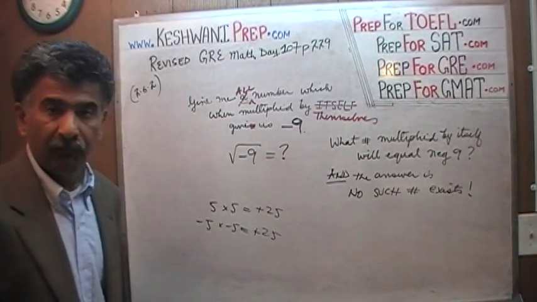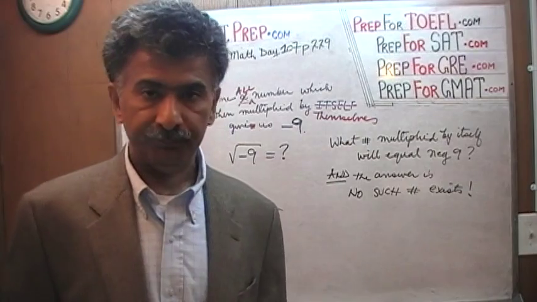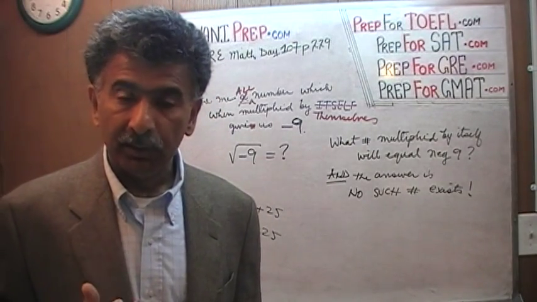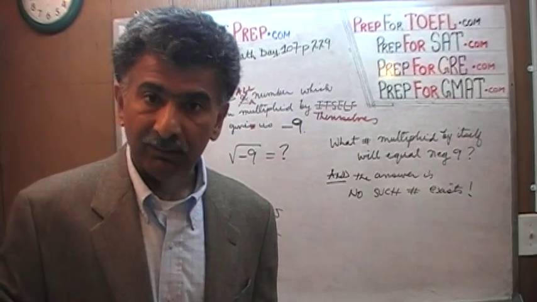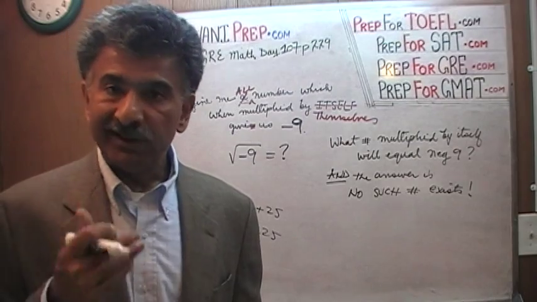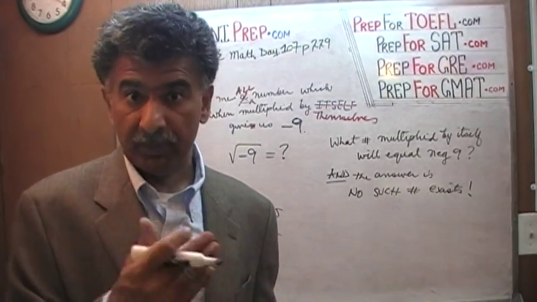It is impossible for a number to be multiplied by itself and result in a negative quantity. I'm going to say it one more time. It is impossible for a number to multiply by itself and result in a negative quantity. It is not possible, because that number that you're multiplying by itself is either positive or negative. If it's positive, then positive times positive is positive.